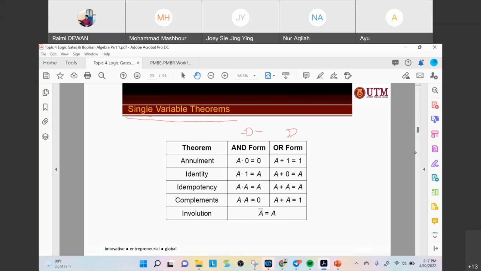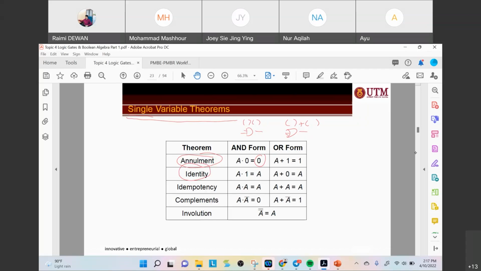This one is for the AND form. The AND form is actually multiply, and the OR form is actually plus. So annulment means it's being nulled. Whatever times by 0, you will still have 0.